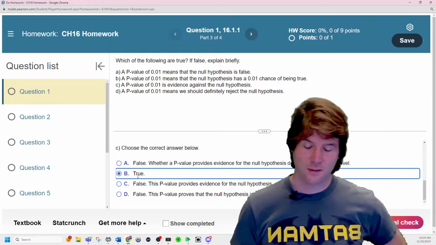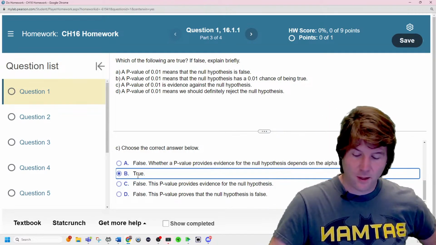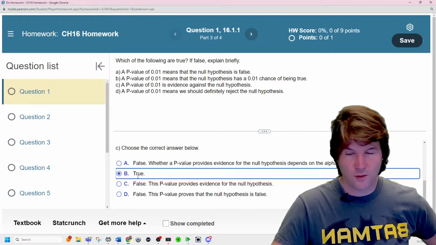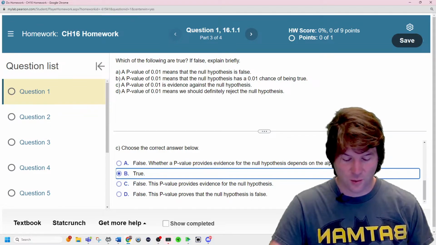How did I misread this? The p-value provides evidence for the null. No, it does not. The p-value proves... We don't prove things in statistics. So they're saying true right here.